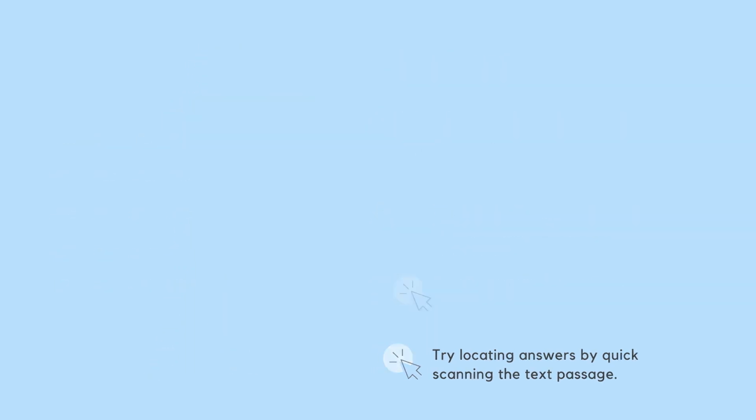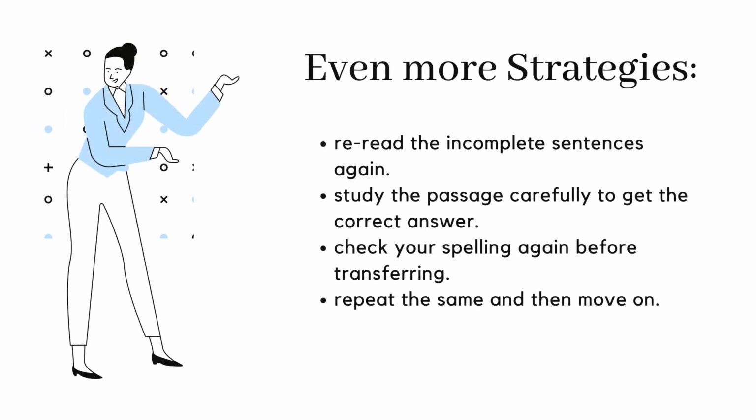Repeat the tricks again. Read the incomplete sentence again and reread the passage once again. Study the reading text or the passage more carefully. It helps you to establish the answer. Check your spellings twice before writing the correct answer in the answer sheet. Even then, you have to check your spellings. Repeat with the other sentences the same strategies if you are comfortable using these strategies.